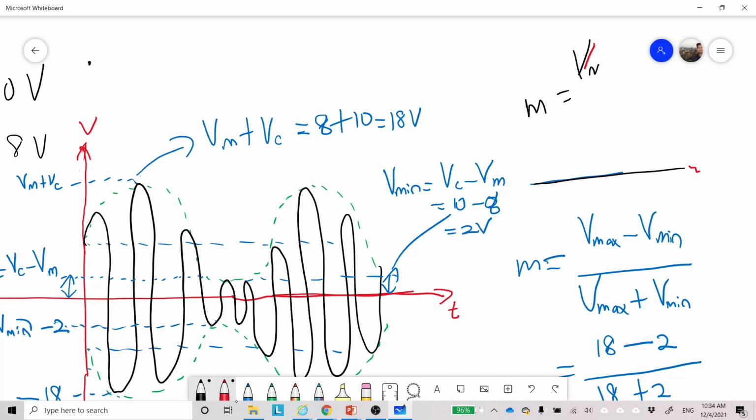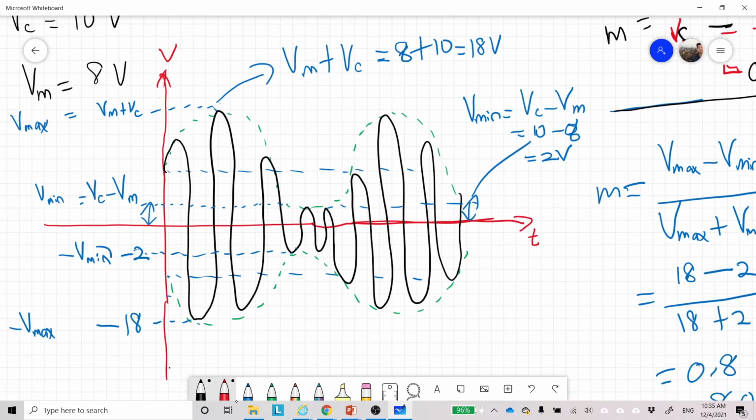So Vm over Vc. Okay, you will get the same answer. If you do Vm over Vc, that means 8 divided by 10, so you get 0.8, which is also 80%. Okay, so you need to understand about this Vmax and Vmin.